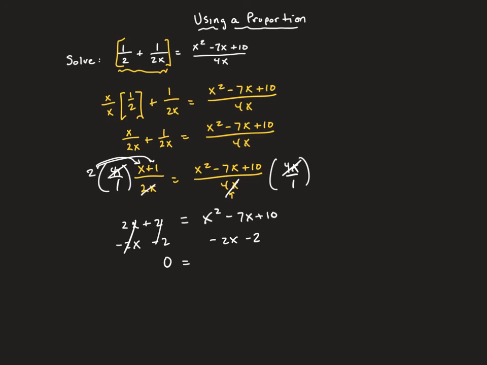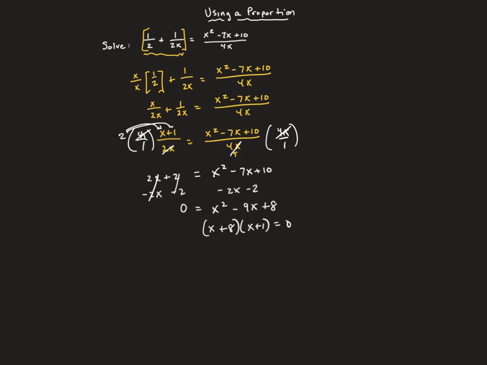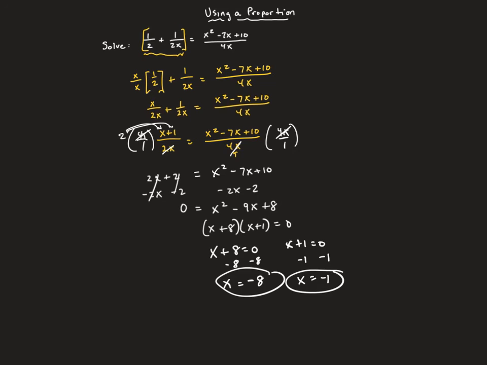Those will cancel out to 0, and that will become x squared minus 9x plus 8. And when I factor that, that is going to turn out to be x plus 8 times x plus 1 equals 0. And we know that using the zero product property, I have x plus 8 equals 0, x plus 1 equals 0. Minus 1 from both sides, x is going to be equal to negative 1, or minus 8 from both sides, x is going to be equal to negative 8. So there are my two possible solutions. Plug them back in, check them, they are going to work.